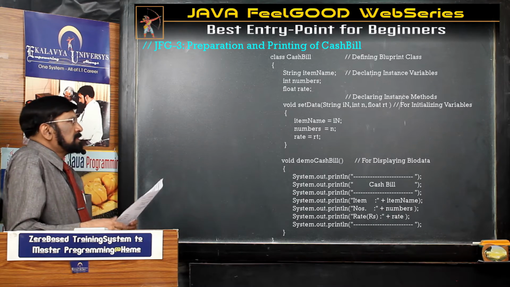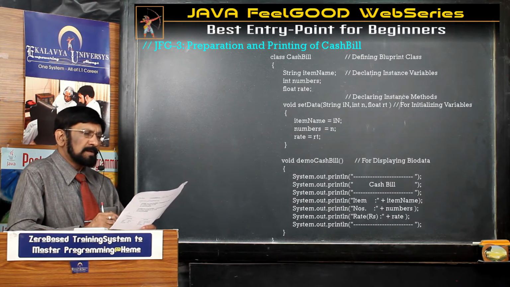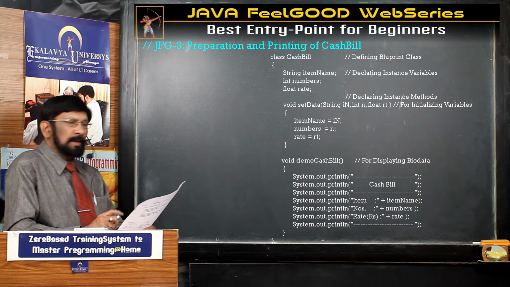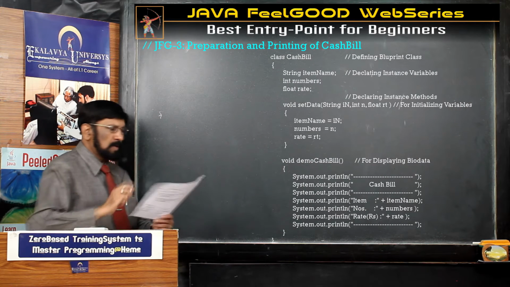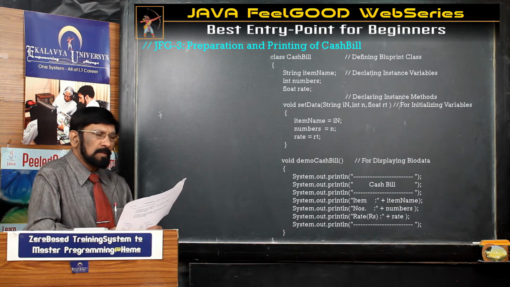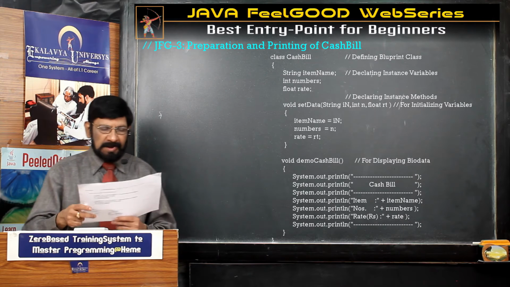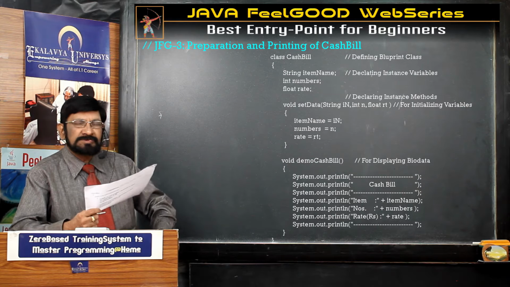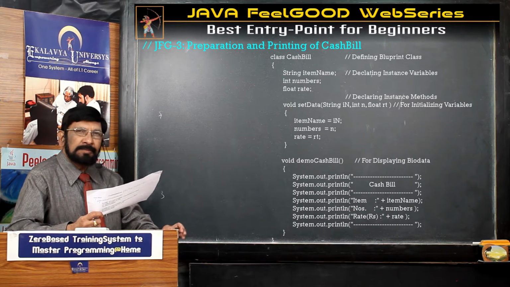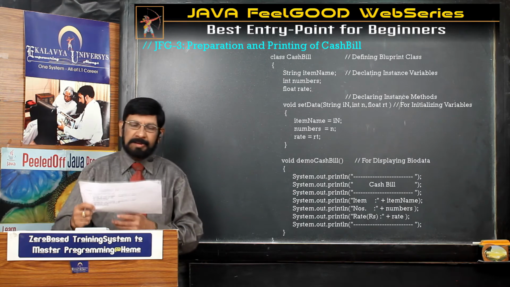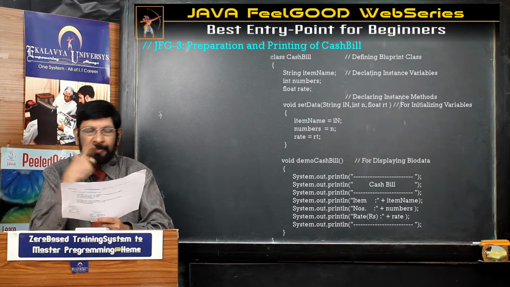And now, thereafter, we are defining the blueprint class. Now, you see the blueprint class, and how I am making indentation. This is the indentation. Follow that correctly. Okay. Now, the blueprint class we are defining, and we defined its name in Pascal case. Thereafter, three instance variables we have defined. One is item name, second one numbers, third one rate. Thereafter, one line gap here. Appropriate comments also, you see how I am writing.